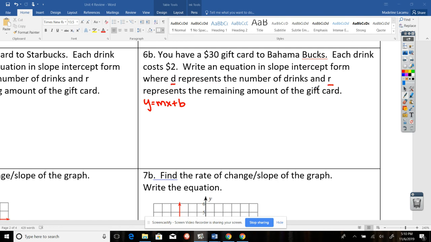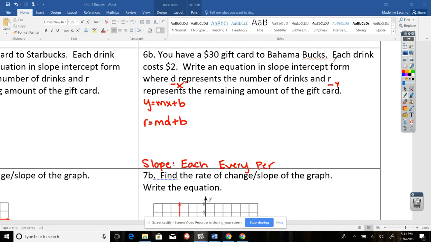So D represents the number of drinks, so that's going to be in place of x. And R represents the amount on the gift card, which would be our y. So instead of y equals mx plus b, our equation is going to look like R equals m times D plus b. Now for the slope, we have to look for these words. So it would be each, every, and per.